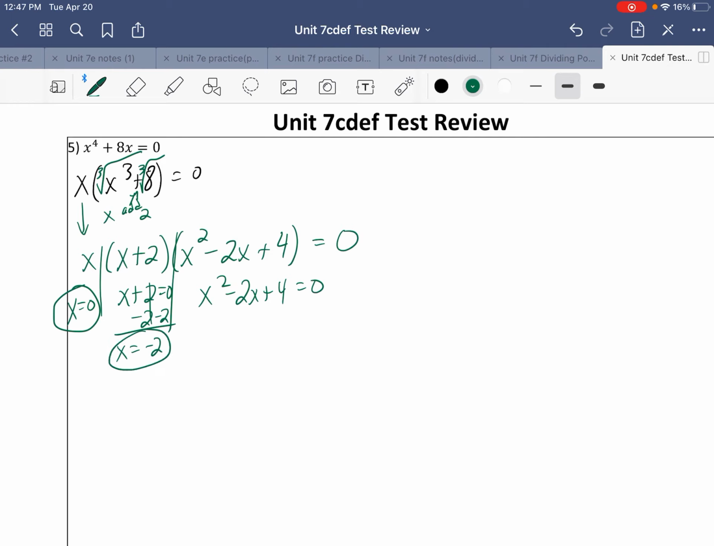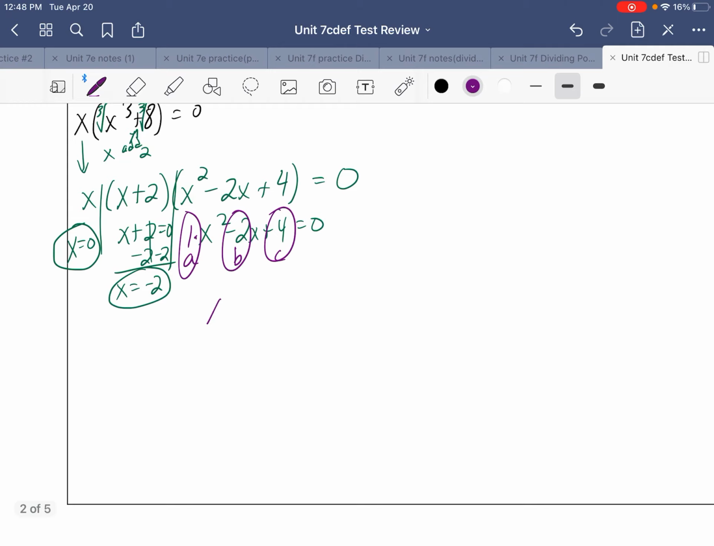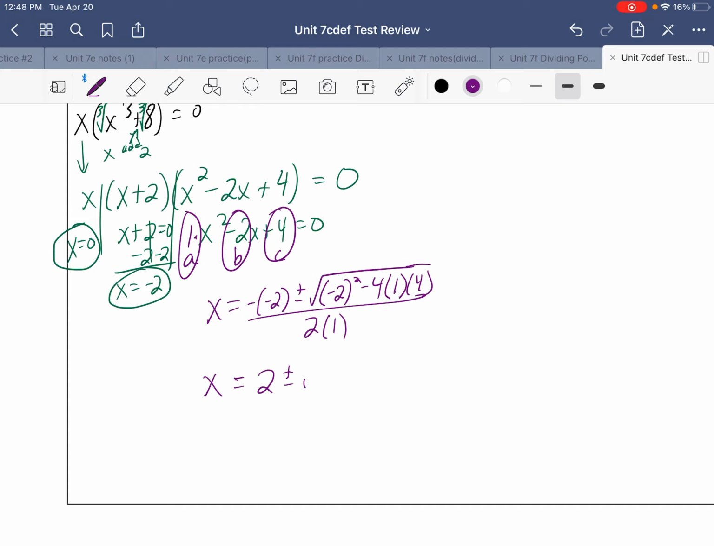And the last one, we have a is 1, b is negative 2, and c is 4. I'm going to use the quadratic formula. Anytime you're using sum or difference of cubes, you just got to use the quadratic formula. Opposite of negative 2, plus or minus the square root of negative 2 squared minus 4 times a times c. So we have smaller numbers on this one. That's wonderful. All over 2 times a. 2 plus or minus the square root of 4 minus 16, over 2.